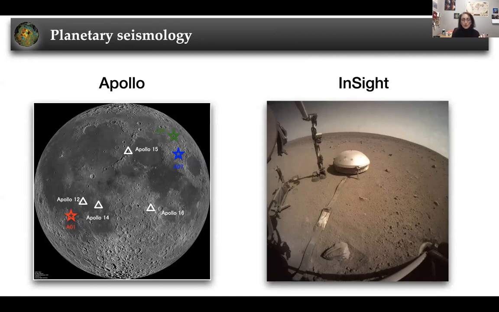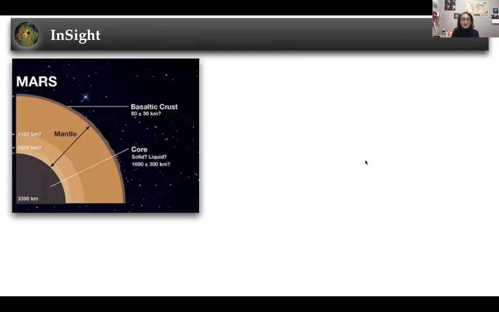So after the Apollo mission, finally, the InSight mission has deployed one very broadband seismometer on Mars, but it's just a single seismometer that you see here. So we have a small data problem on the other planetary bodies. But still, we should not underestimate the power of a single instrument. It's very amazing. You can still do a lot of exciting stuff.